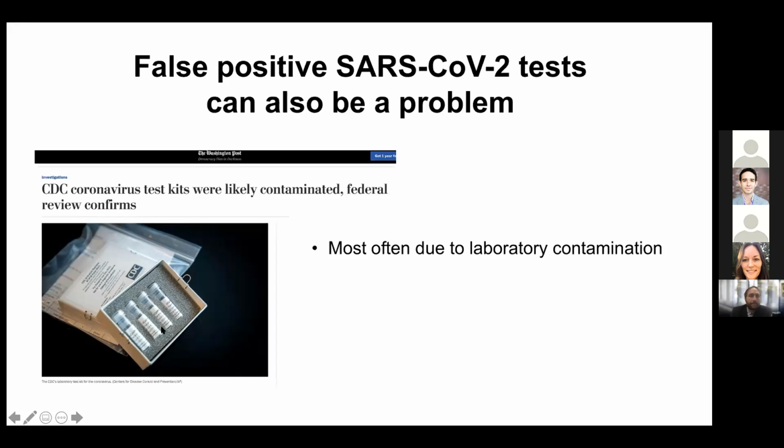This was actually a problem at the US CDC almost a year ago when they were first developing their PCR assay. They had viral nucleic acid contamination in one of their reagents, and this confounded a bunch of the early rollout efforts.